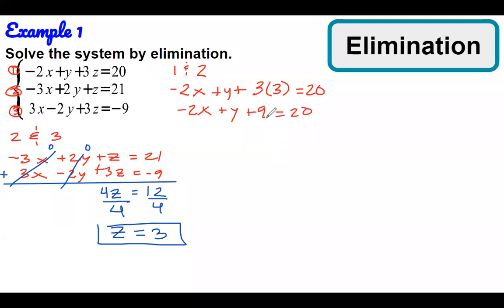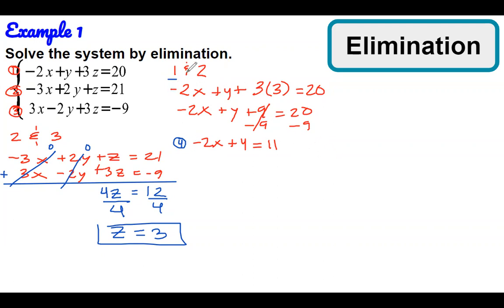I like to isolate my beautiful 2 variables, so I'm going to eliminate 9. So I have negative 2x plus y equals 20 minus 9, 11. I'm going to label this equation number 4. It can't be equation number 1 because equation number 1 is this one. Only if we were rewriting this equation, it becomes 1 rewritten. This is equation number 4.